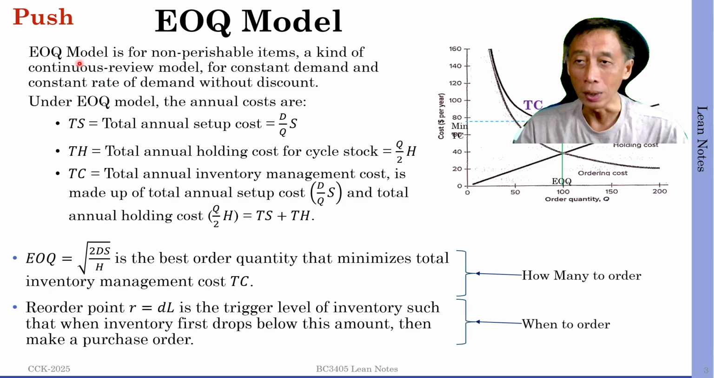The EOQ model falls under the continuous review model, and it is for dealing with non-perishable items. Both continuous review and periodic review assume further that the inventory we are talking about, like tires and car parts and whatnot, is non-perishable. Perishable doesn't mean rotting; it means deterioration of the market value. So for $100 worth of goods, you are able to sell at $150.